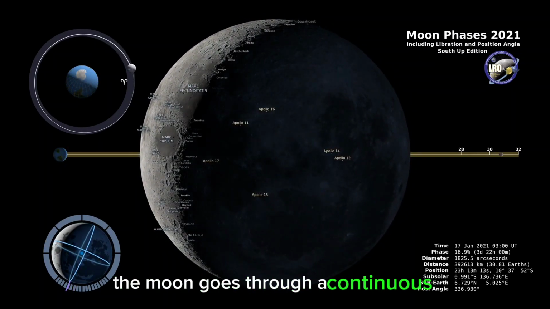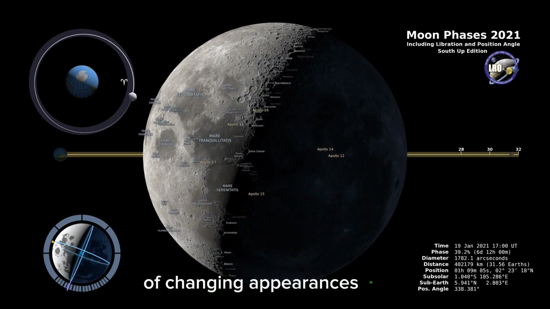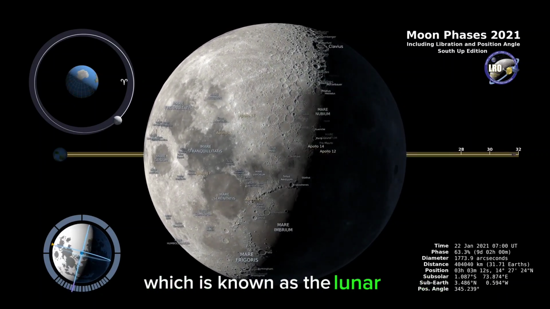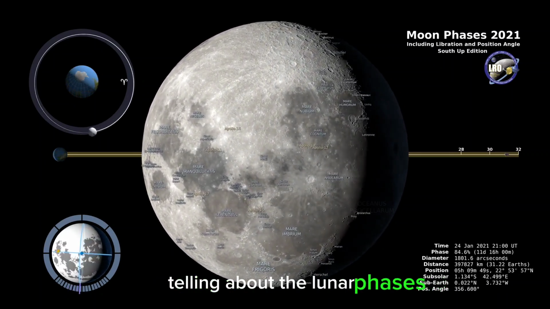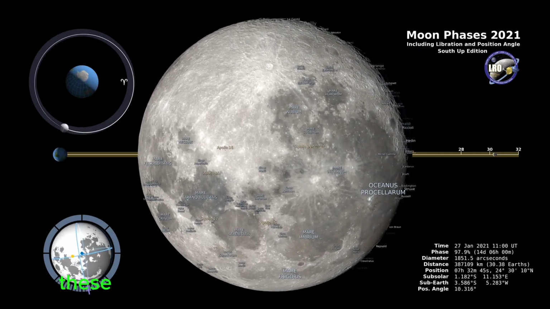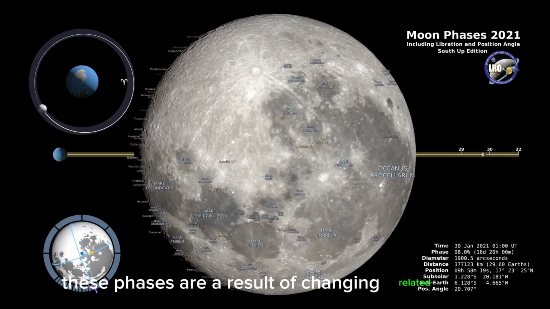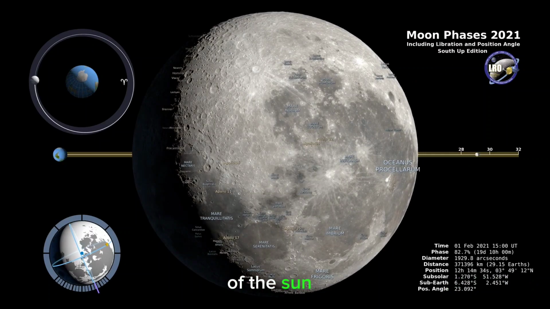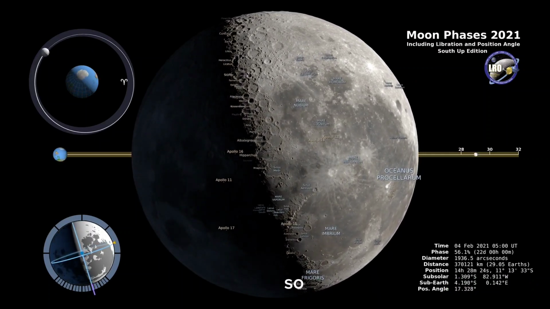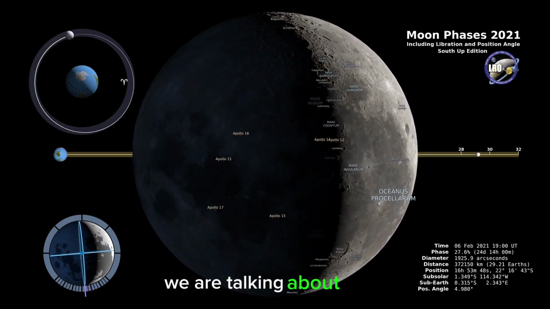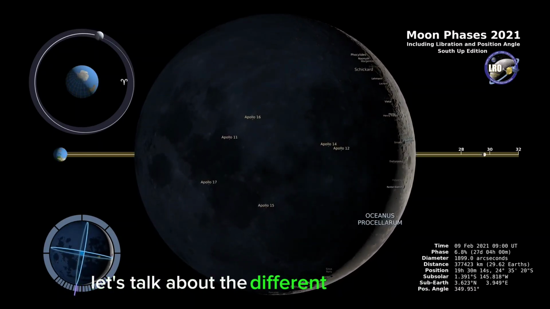The moon goes through a continuous cycle of changing appearances in the sky, which is known as the lunar phases. So what are the lunar phases? These phases are a result of the changing relative positions of the sun, Earth and the moon. So we are talking about the moon, so let's talk about the different phases of the moon.